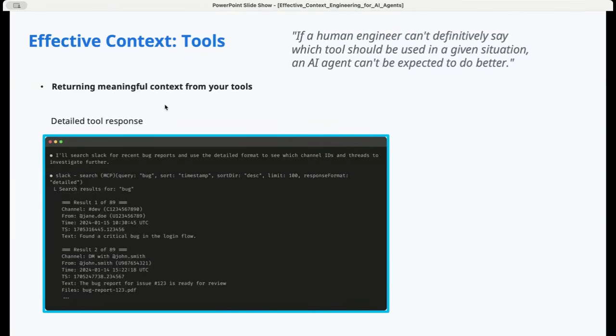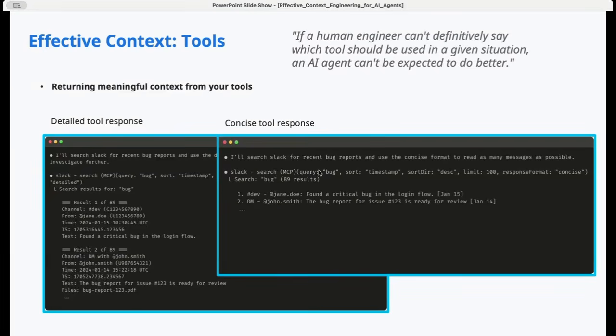Then the third piece of advice for creating tools is that you should give the tool the ability to return meaningful context. Maybe in your tool, you can add a flag to say whether you want a detailed response or a more concise, brief response. For example, over here, I want a detailed tool response about the dev issues: who it is from, the timestamp, and what the issue is, right? Found a critical bug in the login flow. So this tool may return a very long, detailed response.